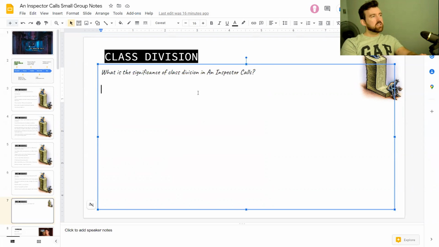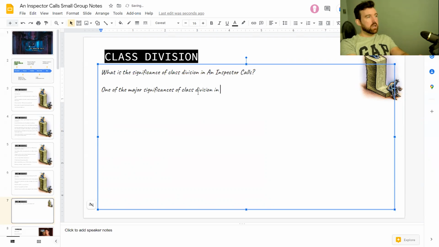Okay, so where's the significance of class division in An Inspector Calls? I just gave you four or five things we could write about, but let's write about, I don't even know how the sentence is going to end. Let's see. So one of the major significances of class division in An Inspector Calls is the way in which it highlights the gross corruption within Edwardian society.